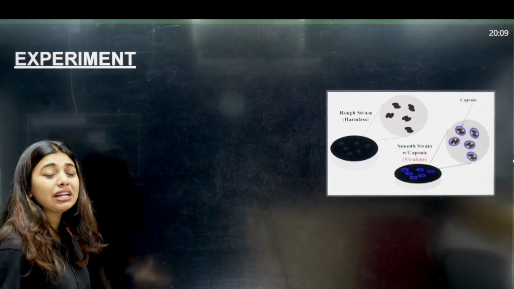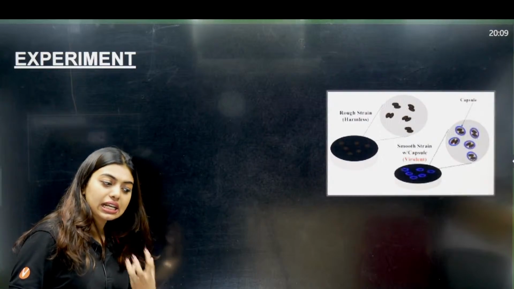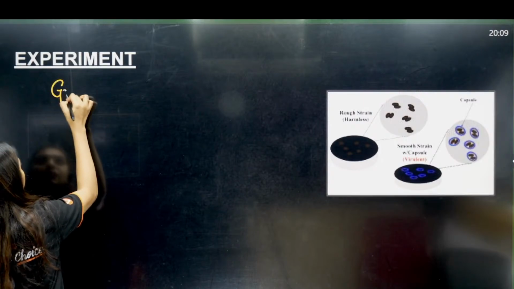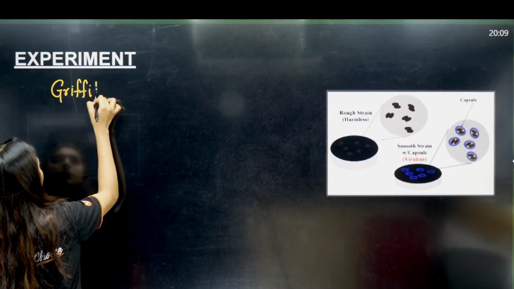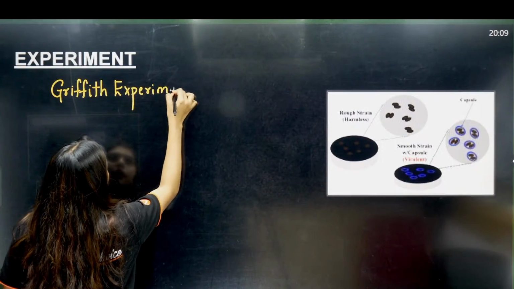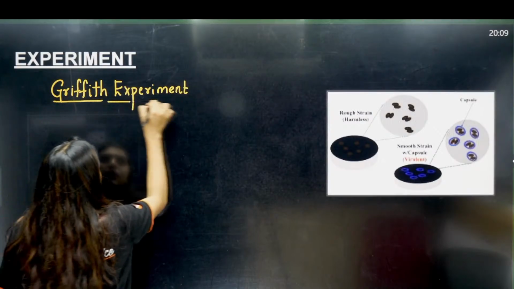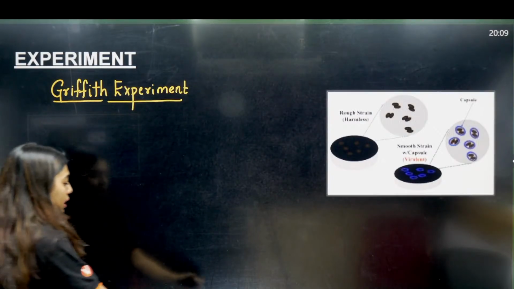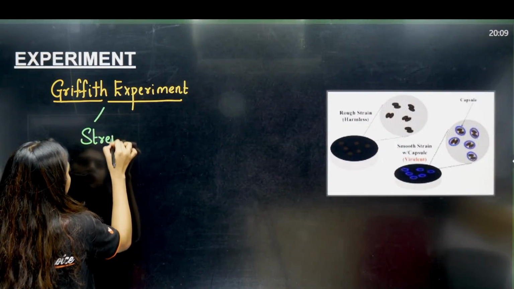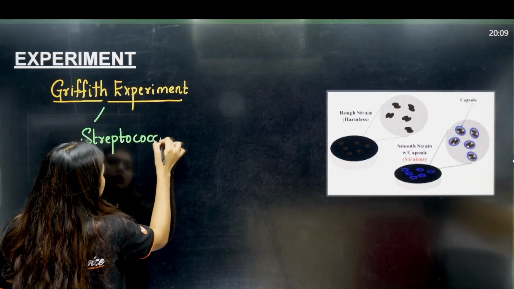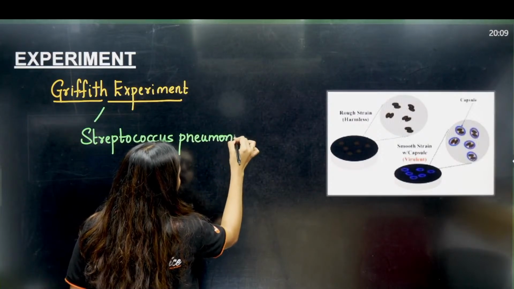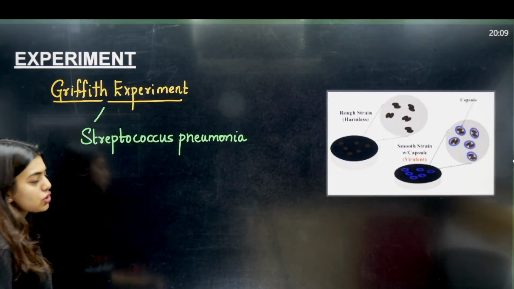So the first experiment that came into existence to tell that DNA or something is there was Griffith's experiment. In Griffith's experiment, you have to remember that he was working on Streptococcus pneumoniae. Coccus means spherical shape. Streptococcus pneumoniae causes pneumonia.